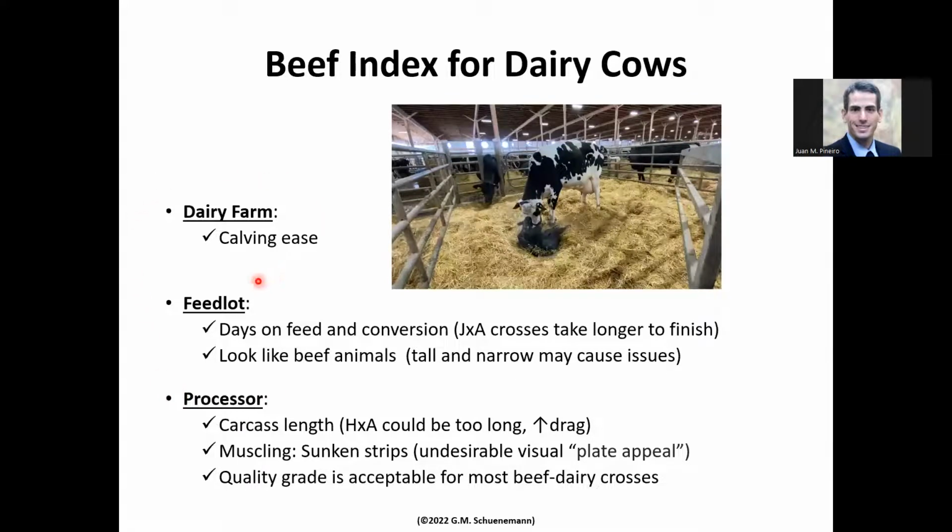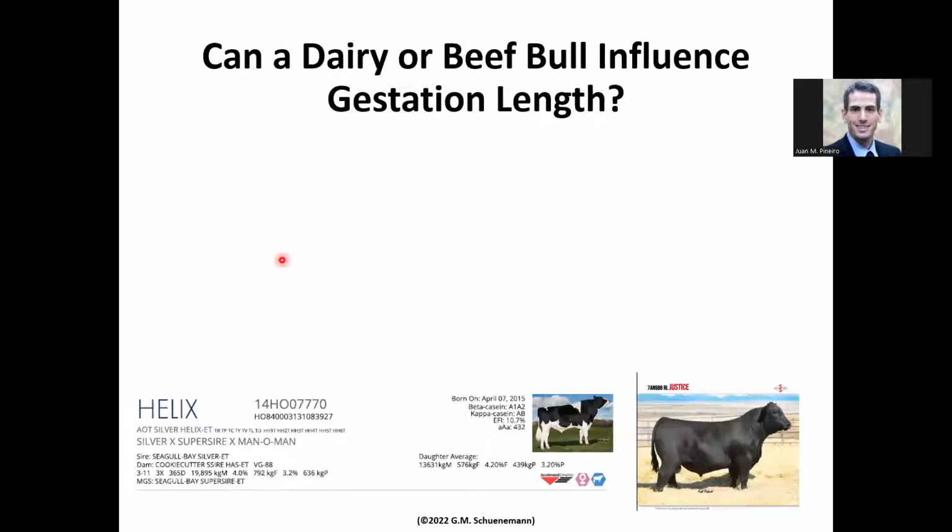So from now on, I'm going to focus only on the dairy farm and why gestation length and calving is important in this beef dairy crossbreeding program, right? And I'm going to try to answer questions in a practical way. These are questions that I have received over the years, especially the last 4 or 5 years, right?